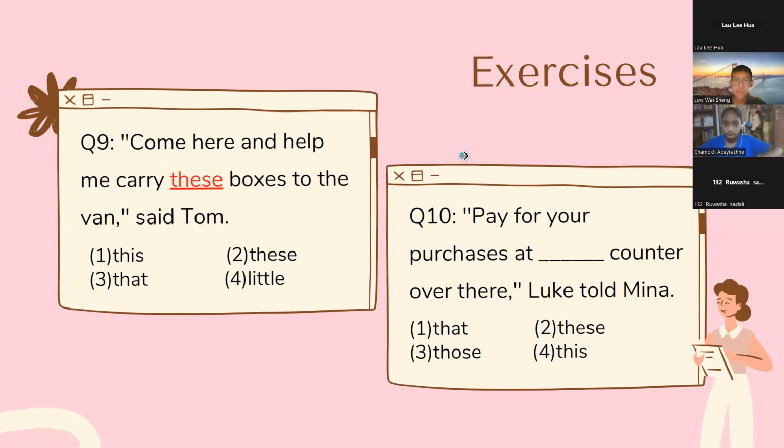So question 10. Pay for your purchases at that counter over there. Luke told me not. That counter. Okay, I will just go through this question now since I think this question is relatively easy. It's the same idea as question 9. Yes, everyone's correct. The answer is that counter. Why that? Because it says over there, so the far word is used. Yes, that's correct. And also counter is singular. There can only be one counter. So therefore, singular plus far away, and you get that.